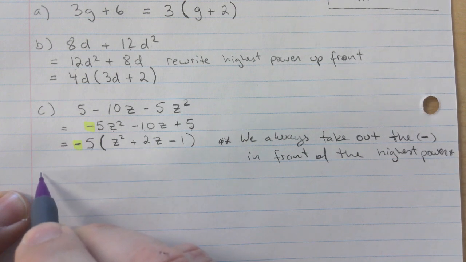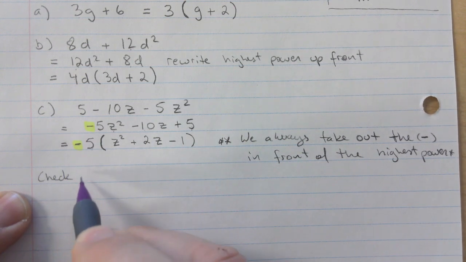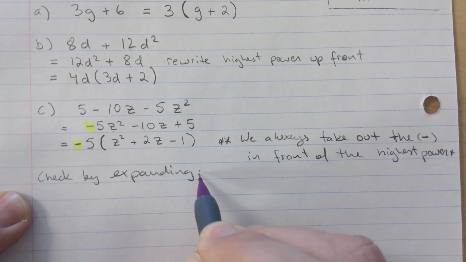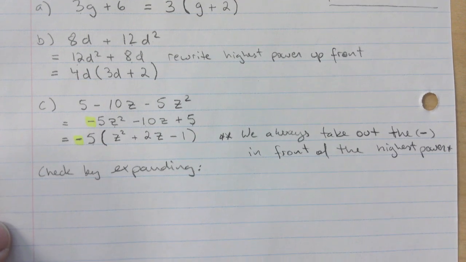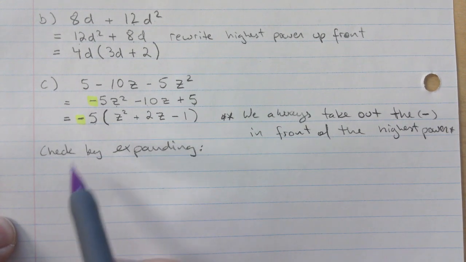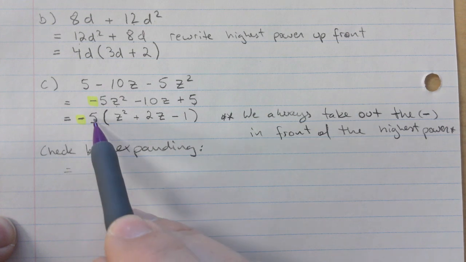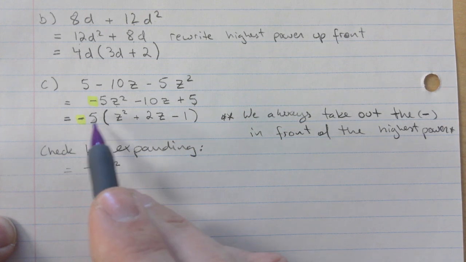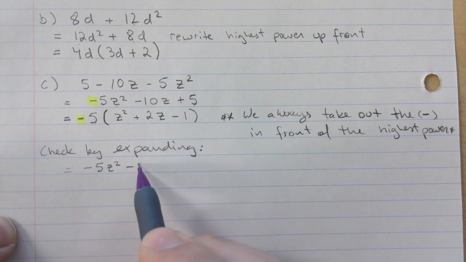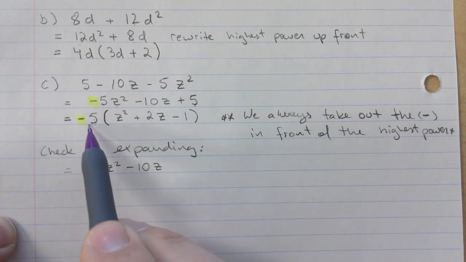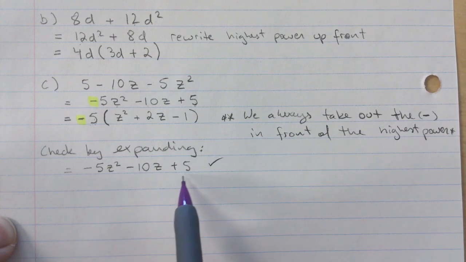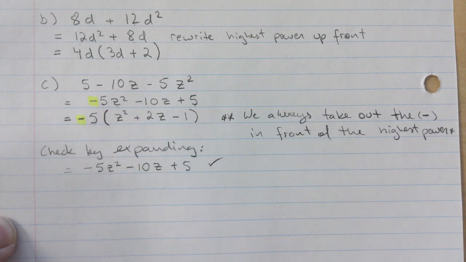We will check once, by expanding. I'm not going to do that for every question, but sometimes it's helpful to know. So negative 5 times z squared is negative 5z squared. Negative 5 times positive 2z is negative 10z. Negative 5 times negative 1 is positive 5. Right? I'm back to the original here.